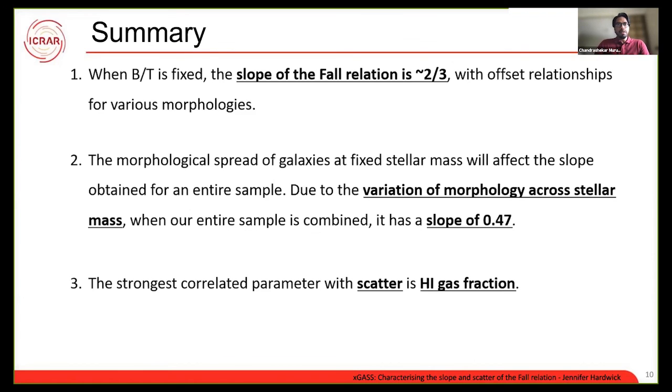Matthew asks, what does the offset between the relations for disks and spheroids tell us about the formation of spheroids, if you have any idea on that? Yeah, that's a good question. I haven't thought about that too much specifically. That's all right. Yeah.